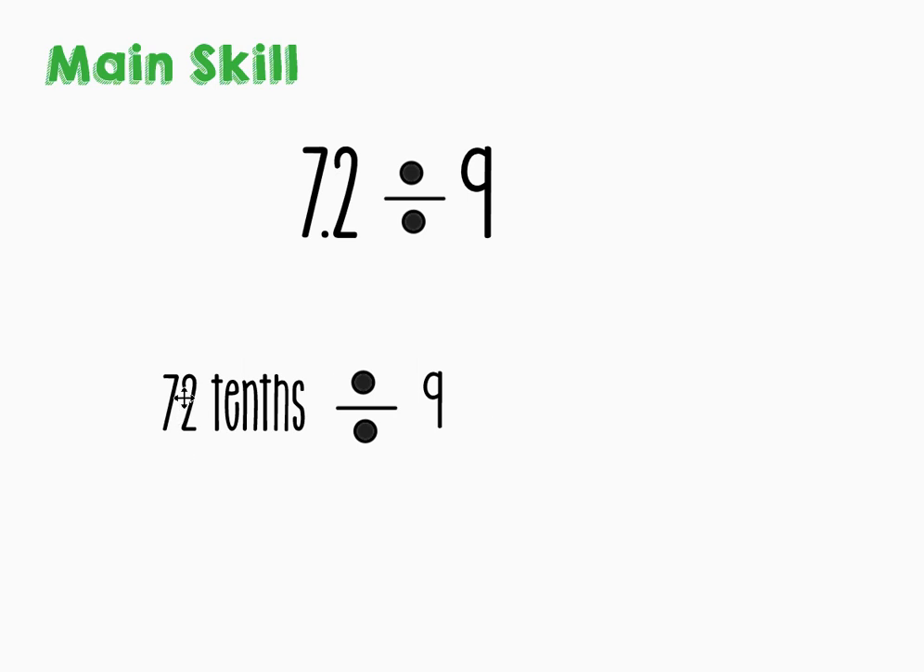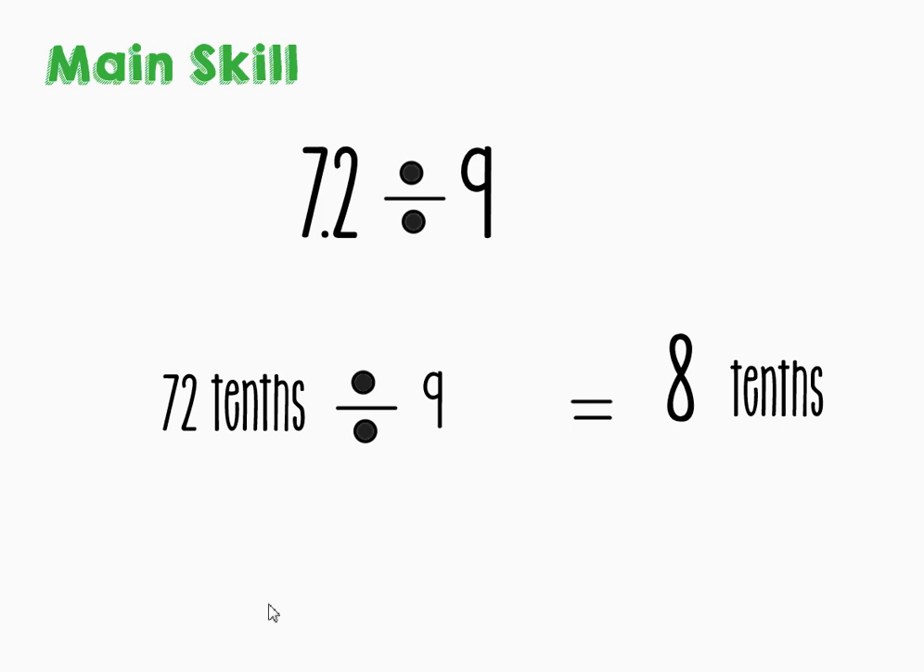So first I'm going to look at the numbers. 72 divided by 9. Well, I know that 72 divided by 9 is 8. But I have a tenth, and I don't have anything here. So that tenth is going to come over, and it's 8 tenths. So 72 tenths broken into 9 groups, you would have 8 tenths in each group.